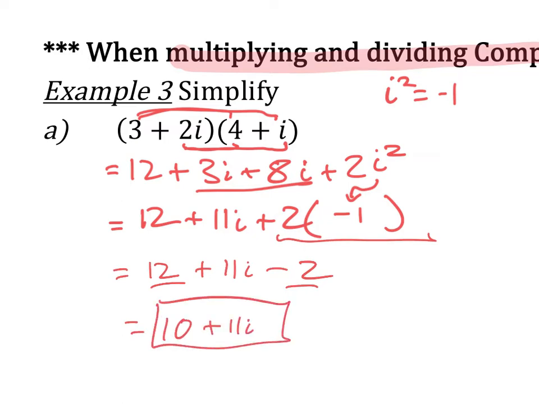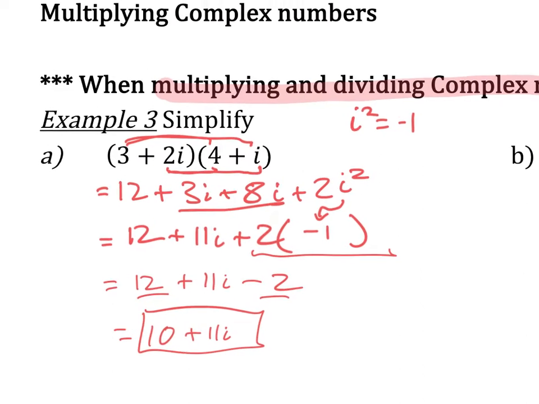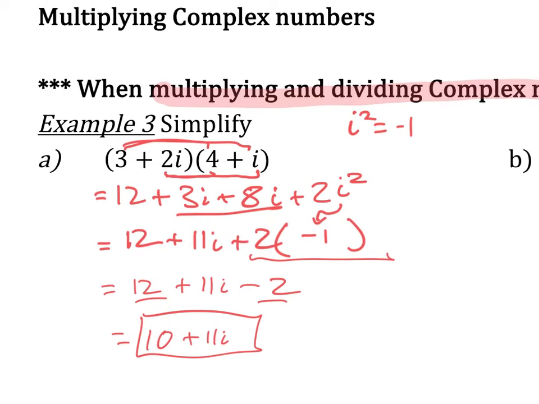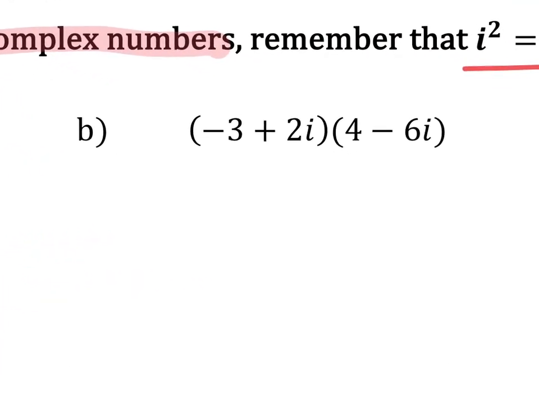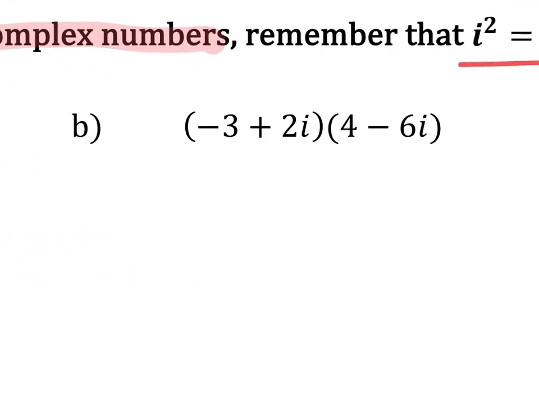So treating it like a variable, we get that i squared, but then we swap out that i squared for a negative 1, and we go a little bit further to get another complex number. It has a real part and an imaginary part. See that? Okay, let's try one more with some negatives in it.